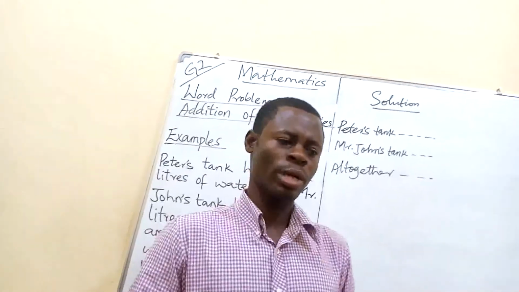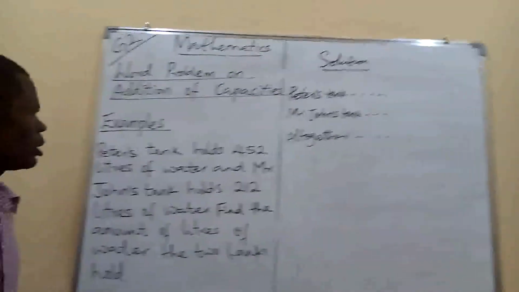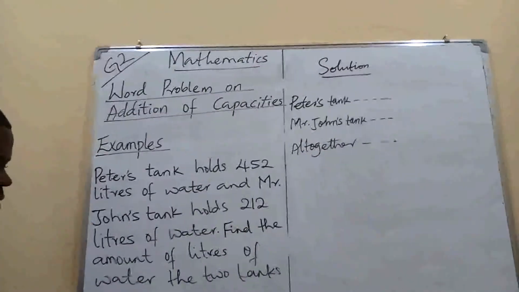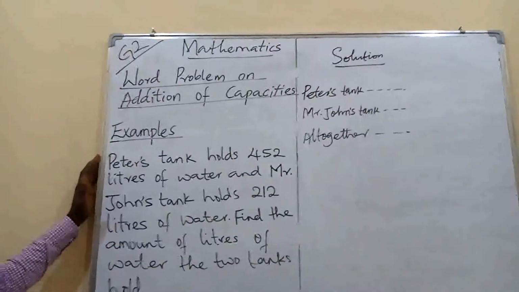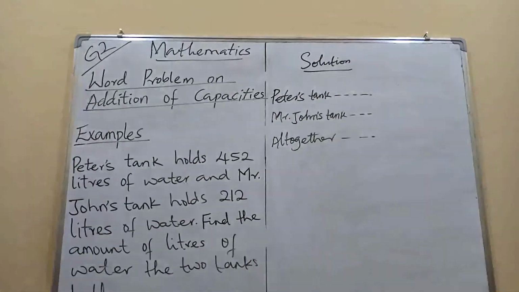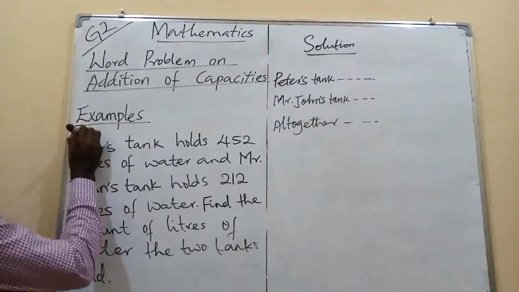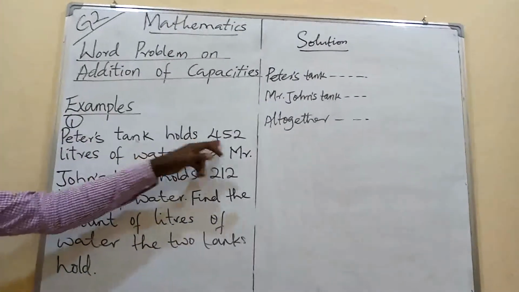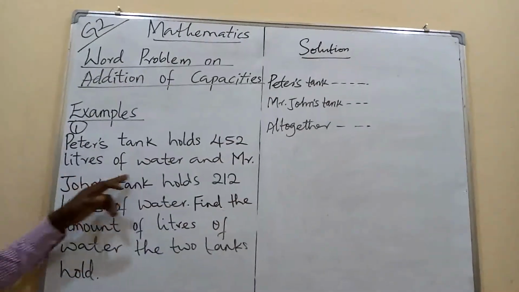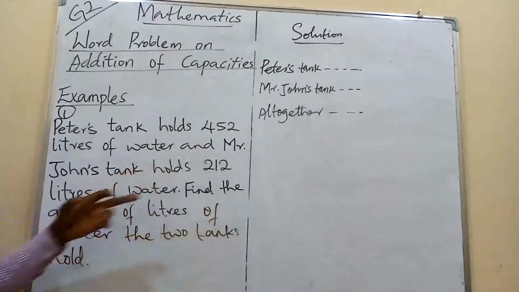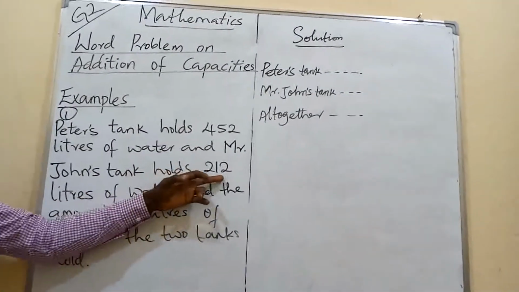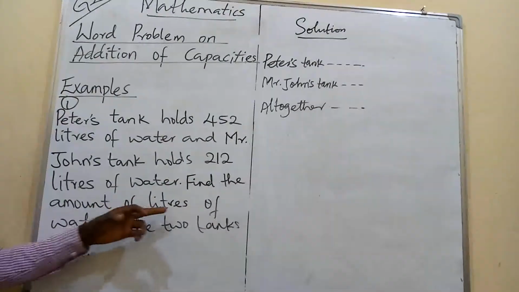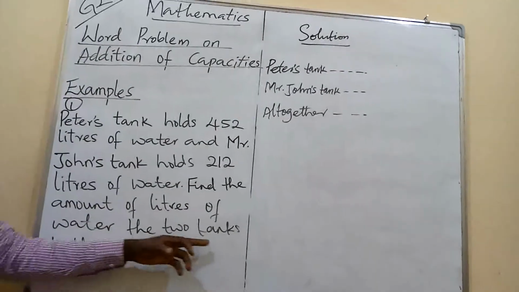Alright, we are going to look at this word problem on addition of capacity in detail with the examples I have on the board. I have example 1. The question is, Peter's tank holds 452 liters of water, and Mr. John's tank holds 212 liters of water. Find the amount of liters of water the two tanks hold.